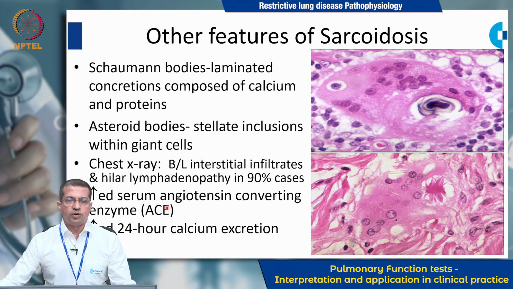Usually if you take an X-ray of these patients, we can see hilar lymphadenopathy in 90% of the cases. So this is a diagnostic tool for us. Also these people would have increased serum angiotensin converting enzyme, and they would also have increased 24-hour calcium excretion.